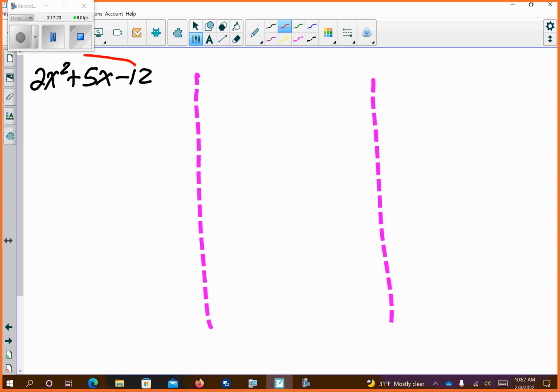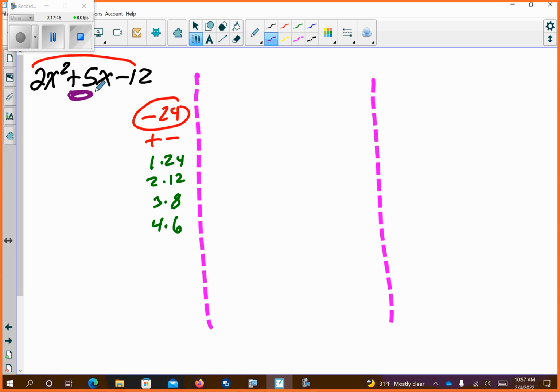So this one, we're going to multiply those together. I'm going to get negative 24. You know by this, we're going to have alternating signs because when you multiply two numbers together to get a negative, one has to be negative. So I get 1 and 24, 2 and 12, 3 and 8, 4 and 6. Which of those, one being positive, one being negative, would add up to the positive 5?